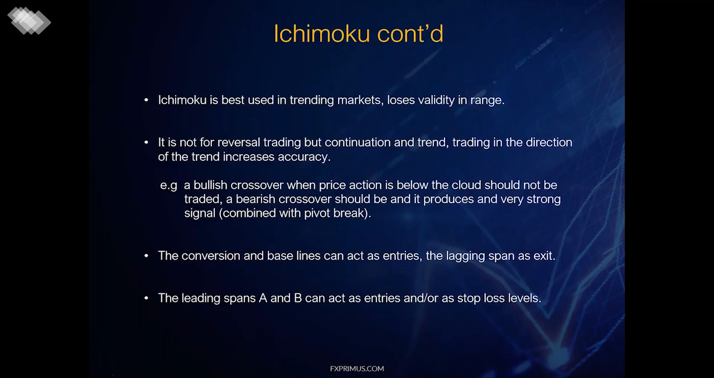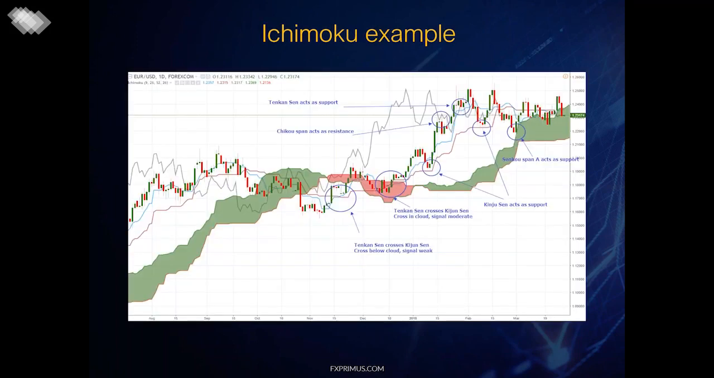Now, the Ichimoku is best used in trending markets. Okay, it's losing its validity when it's in a range. It is not for reversal trading, but continuation and trend. Trading in the direction of the trend increases accuracy. For example, if we have a bullish crossover when the price action is below the cloud, it should not be traded. For example, as we identified earlier, this should not be traded. Okay, it's not a good signal.